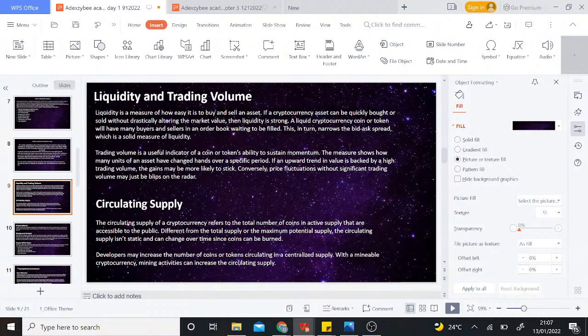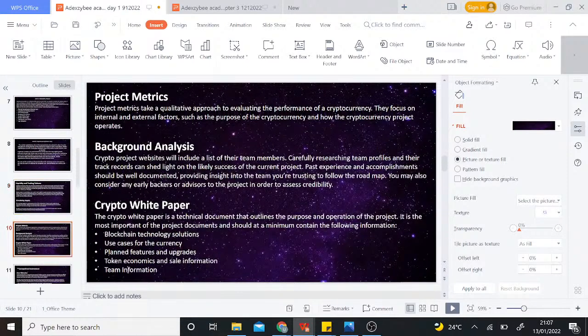Now, the maximum supply can reduce because they can burn. There's something called token burn. When you burn a token, that means they remove it from existence. They cannot add to it. It's not possible to increase it. You can only burn it and reduce the supply.